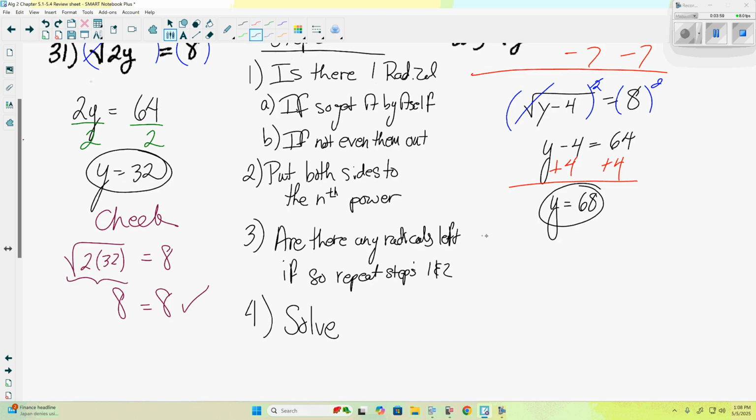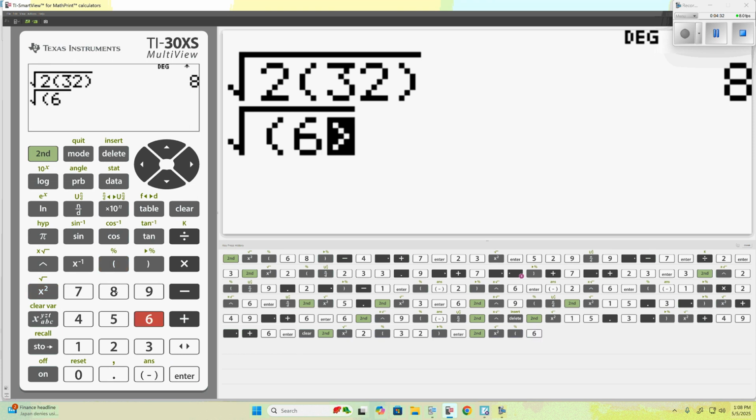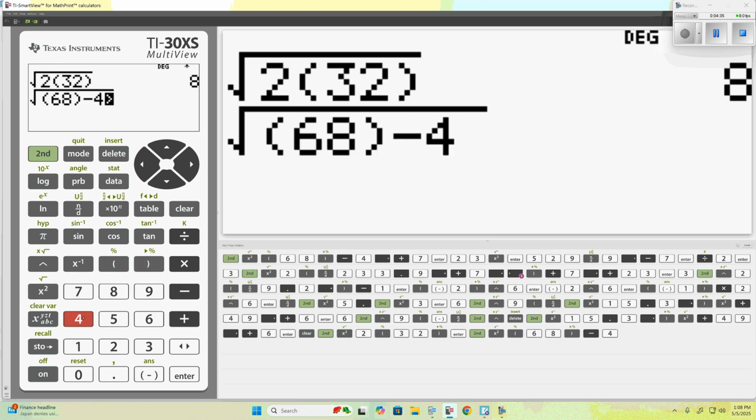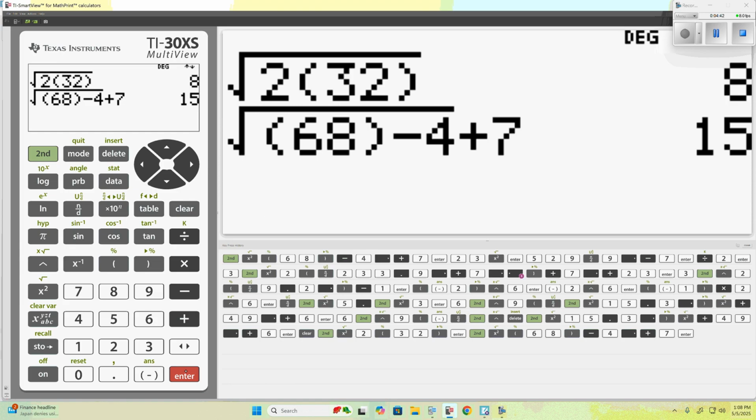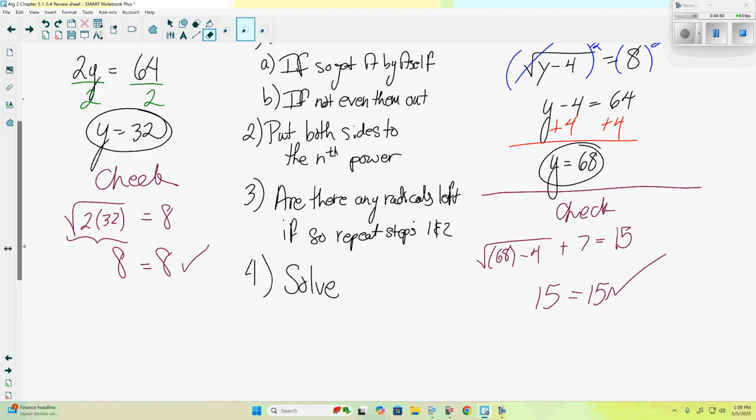If it asks for us to check, it will say in the instructions to check it. So if we check this one, we say the square root of 68 minus 4 plus 7 is equal to, not 8, it is 15. Because when checking, you'll need to at least write this here and then simplify both sides. Well, the right-hand side is 15. The left-hand side, we can say second square root 68 minus 4 plus 7 is, lo and behold, 15. So we're able to say that 15 does equal 15, so y equals 68 is the correct answer.